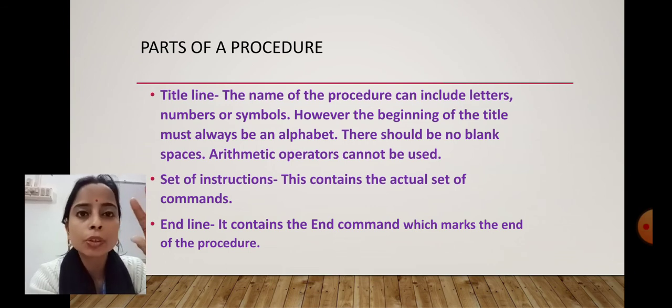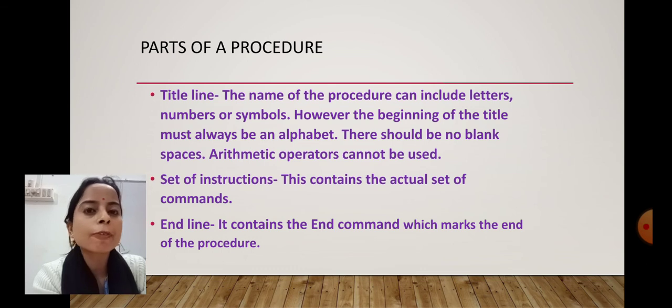That means suppose you want to draw a triangle. How will you do it in a procedure? So you will write the name of the triangle there. Then, at the second point, you have to give the commands. When your triangle appears on the Logo screen, that means your shape is finished. Your task is finished. End line means the finishing part. It contains the end command which marks the end of the procedure. That means your procedure for drawing a triangle is finished.